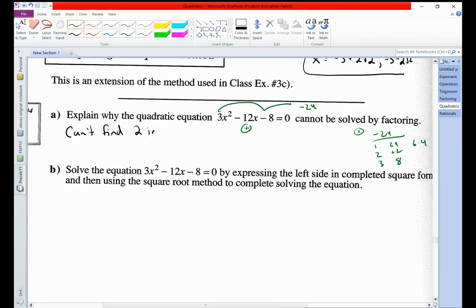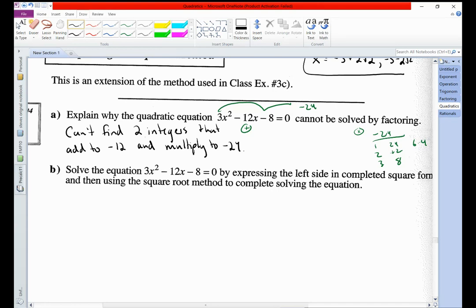The reason it doesn't work is because we can't find two integers that add to negative 12 and multiply to negative 24.